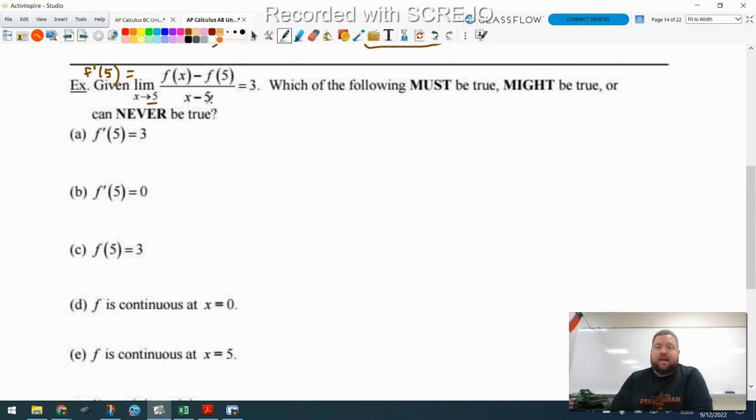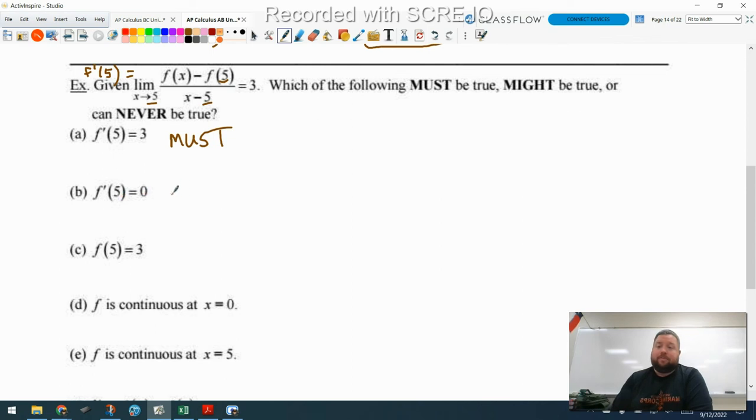Since x is approaching 5 and you have your 5s there, that's where we get the 5 on the inside, and that is the definition of derivative, so it's f prime. So this is saying f prime of 5 is equal to 3. And that's what letter A says. F prime of 5 is equal to 3. That must be true.